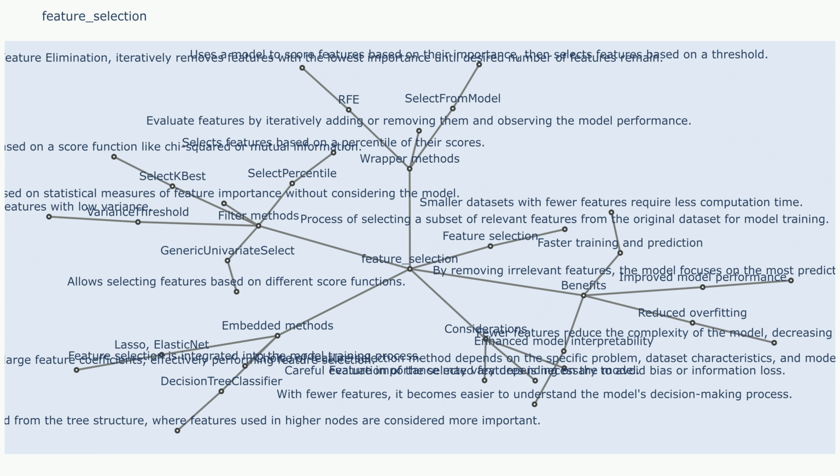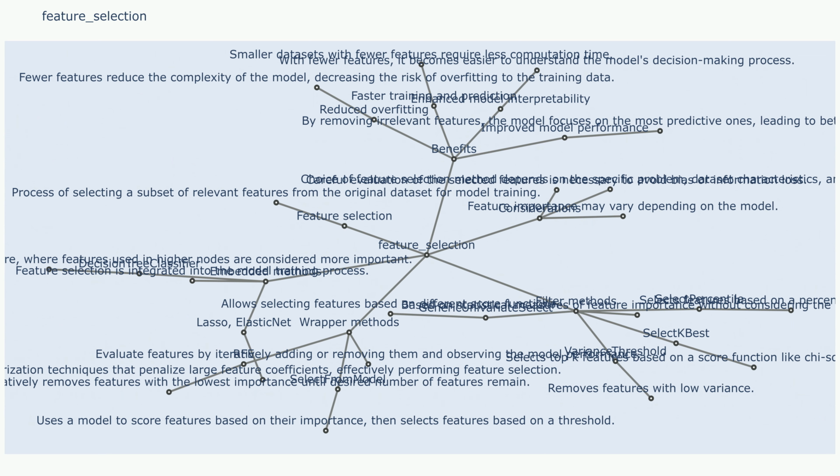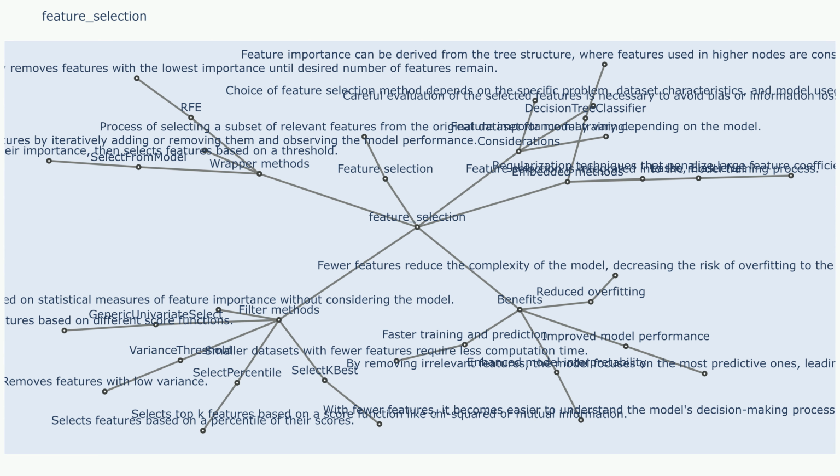4. Implementing feature selection. Python. from sklearn.feature_selection import SelectKBest, chi2. from sklearn.model_selection import train_test_split. from sklearn.linear_model import LogisticRegression. Load your data: X, y. Split data into training and testing sets. X_train, X_test, y_train, y_test = train_test_split(X, y, test_size=0.2, random_state=42).